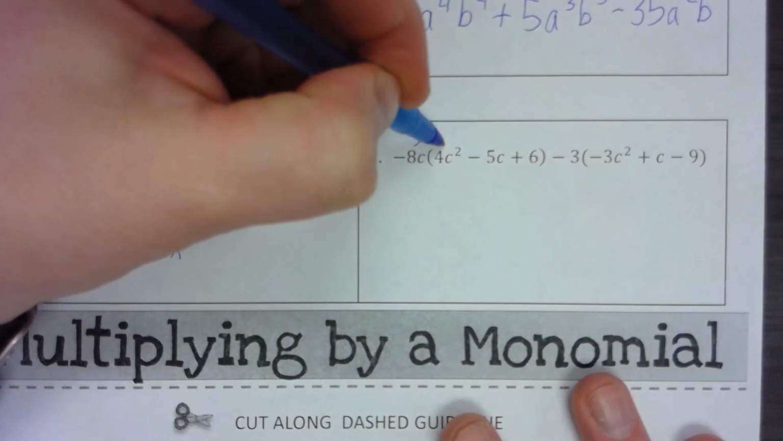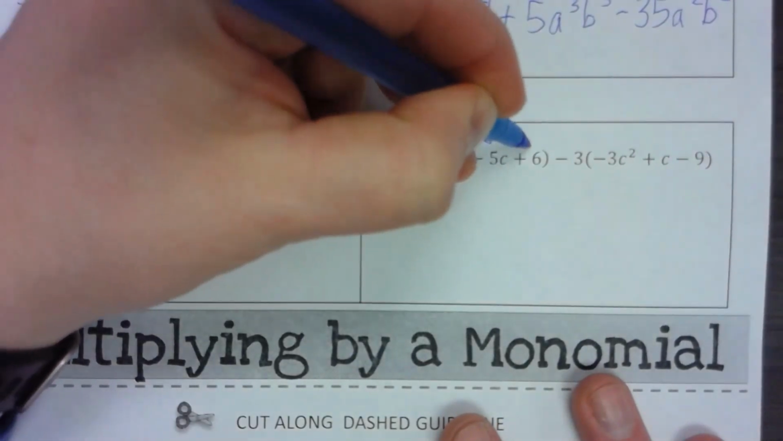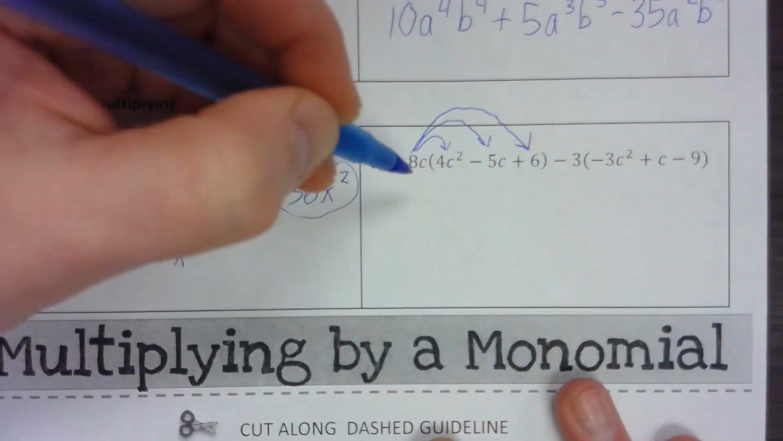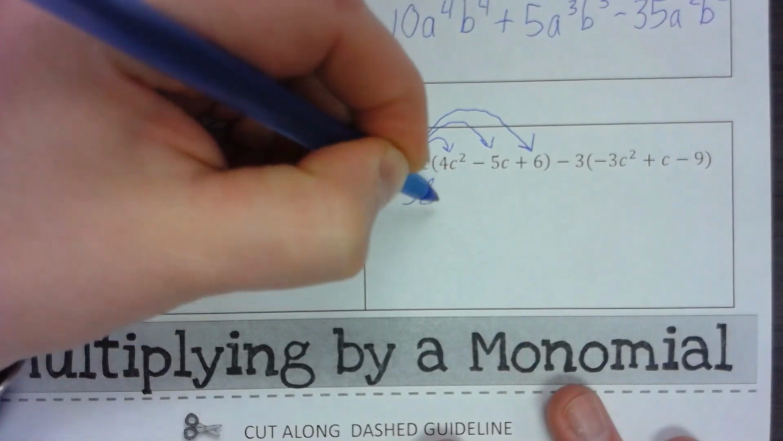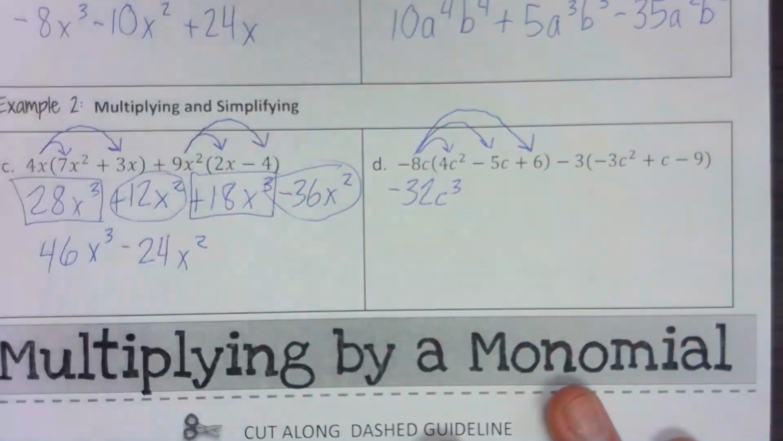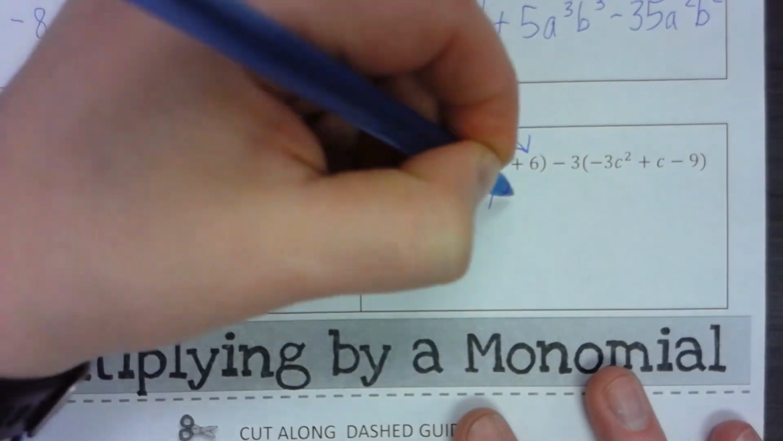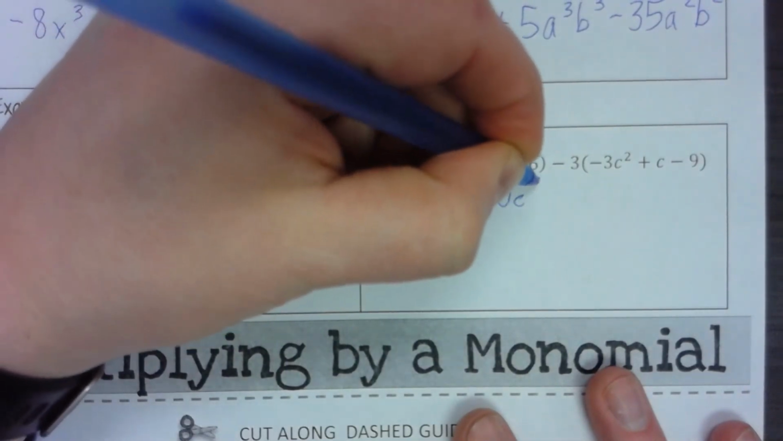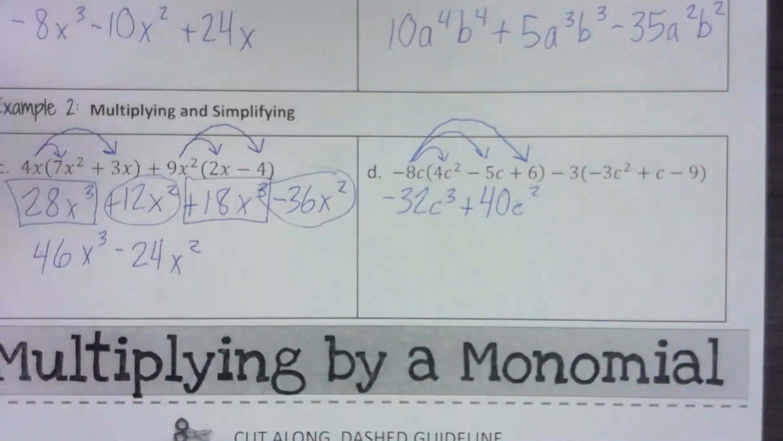Finally, let's do this one. This times this times this times this. Lots of craziness going on here. Negative 8 times 4 is negative 32 c to the third. You might want to pause and try this on your own to see if you get the same thing. Negative 8 times negative 5 is 40. C times c is c squared.